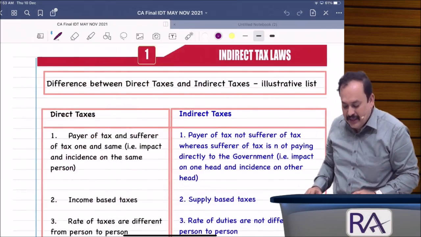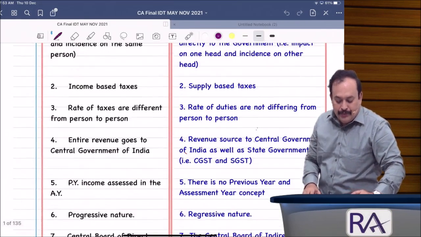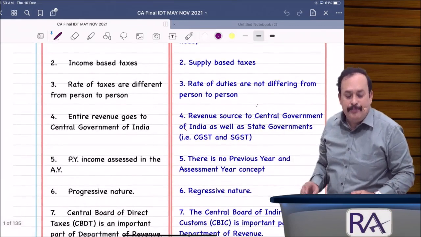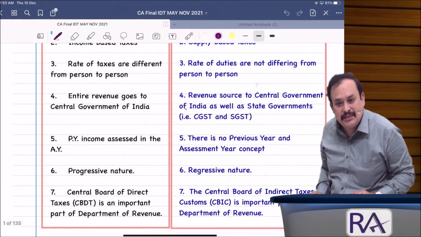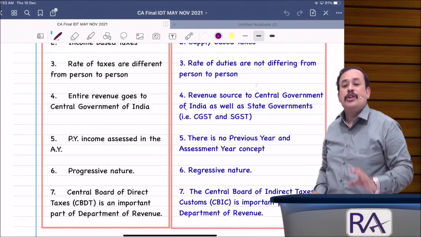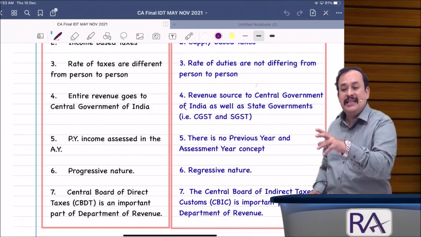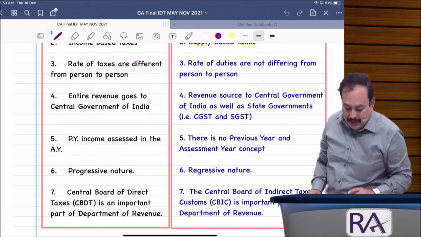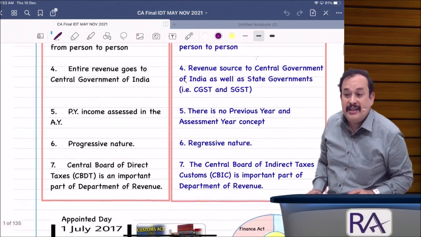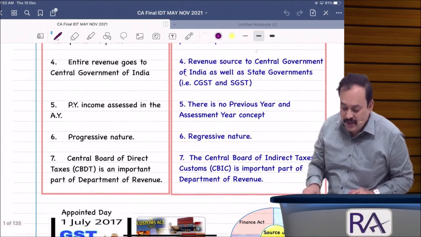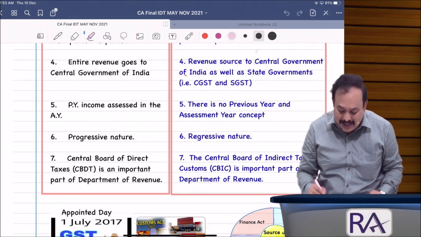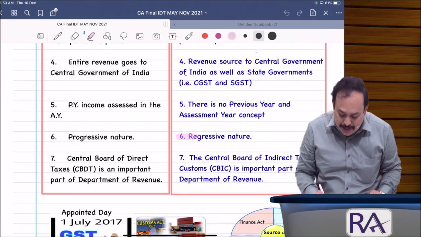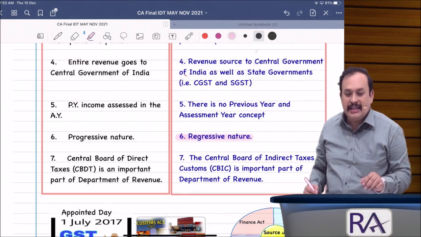Where are we? We are here. So previous year income is assessed in the assessment year in the case of direct taxes. In the case of indirect taxes, we won't have a previous year and assessment year. Further, we referred that direct taxes are of progressive nature, whereas indirect taxes are of regressive nature. This is what I explained to you just now.